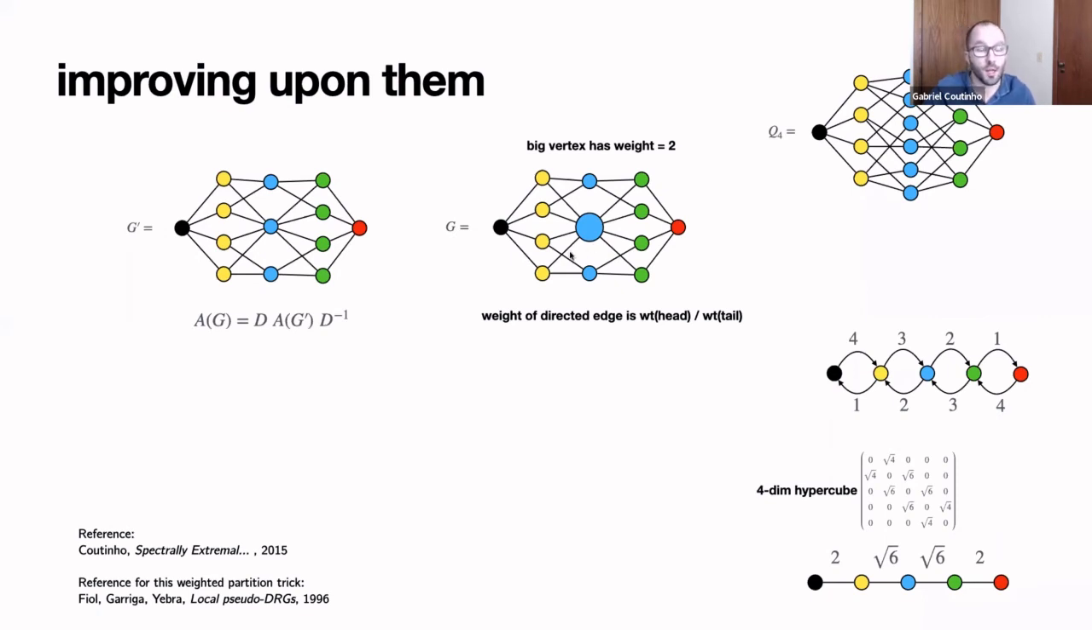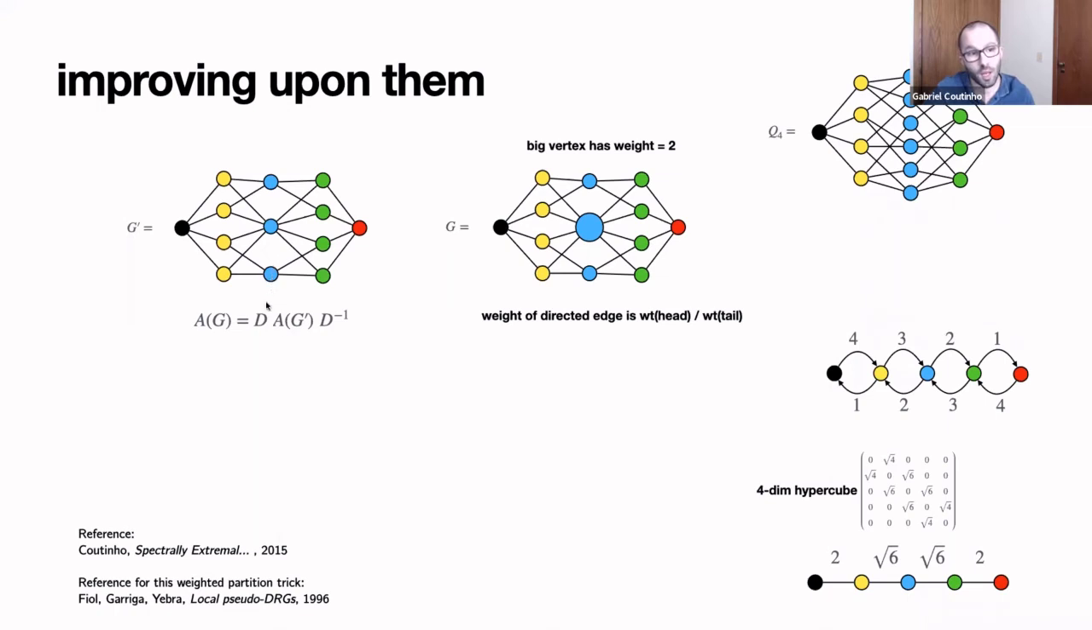And now I forget about the weight in the middle, which means I get the weighted adjacency matrix of this guy, and I multiply by a diagonal matrix on the left and on the right that cancels the weight of the vertex in the middle. So this is no longer an actual partition because there are no more weights.